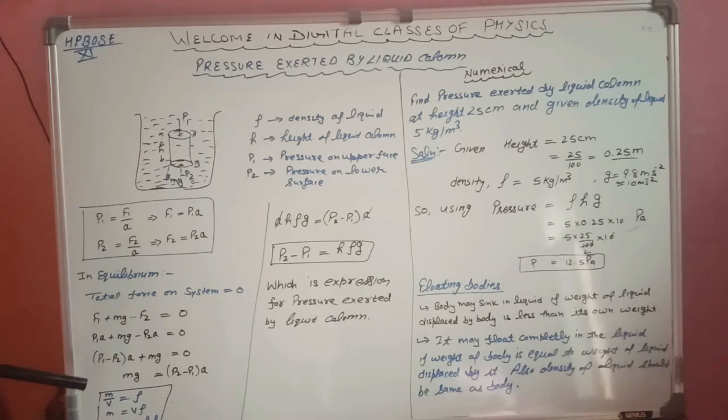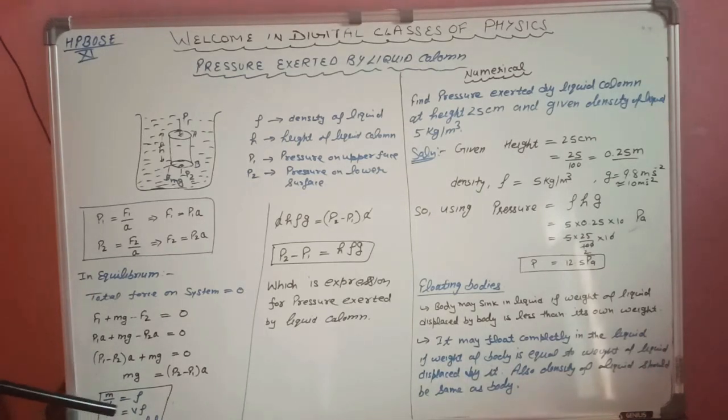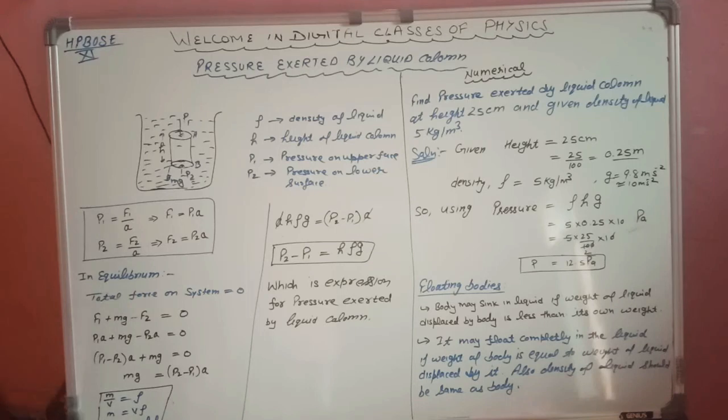And now next is mass per unit volume. Mass per unit volume is equal to density. So mass is equal to volume into density. What is volume? Volume is equal to area into length.